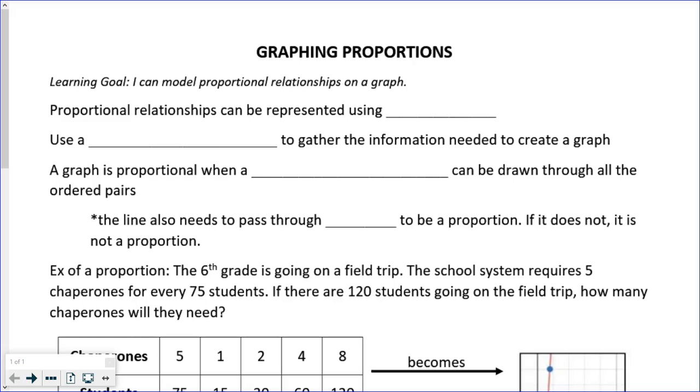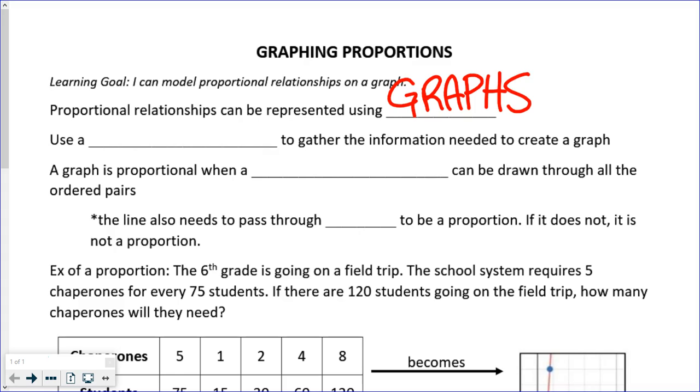All right, we're going to talk graphing proportions. One thing about proportional relationships is that they can be represented using graphs. We can use the coordinate plane for this. We will take a look at a couple examples down below. There's something very specific about the graphs that we need to know, and we'll talk about that.